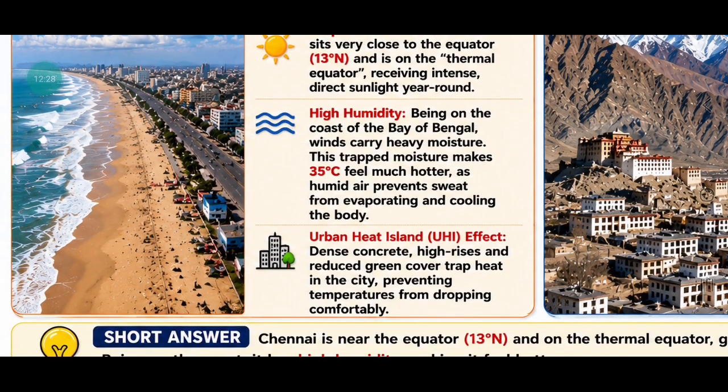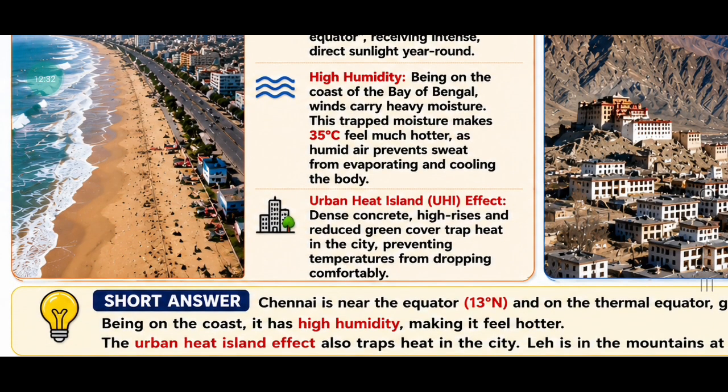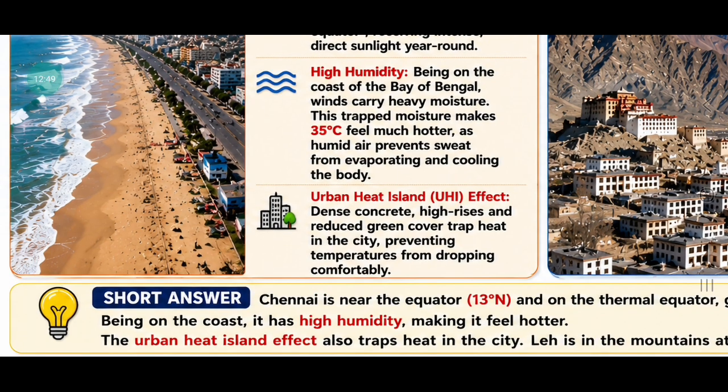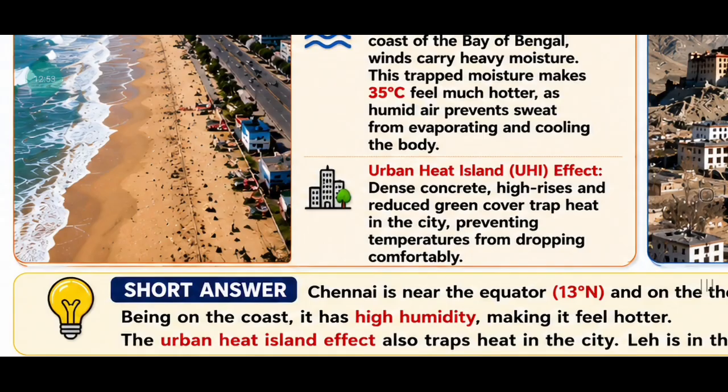So because of its location in this region near the equator, this happens. Second is high humidity. And the next one is the urban heat island effect. What is this? Dense concrete buildings and high rise buildings are there. Urban activities take place, people do their domestic activities, and industrial activities take place. Natural heat and heat created by humans, all kinds of heat, get trapped in this city, preventing the temperature from dropping. This concrete area traps the heat.